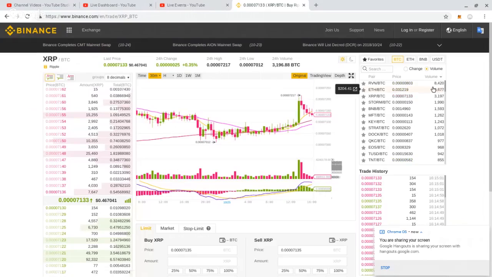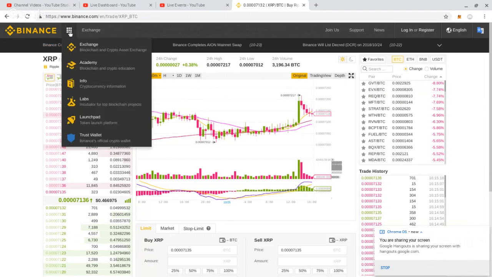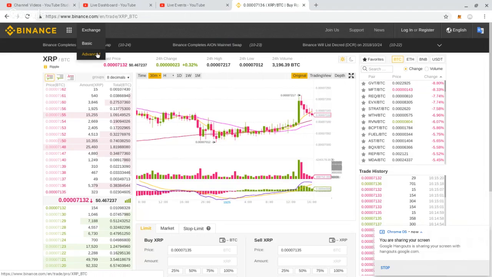What's going on, everyone? I'm going to show you how to find support and resistance when trading Bitcoin or any other cryptocurrency. You might be wondering what support is and what resistance is. Here, let me show you real quick.